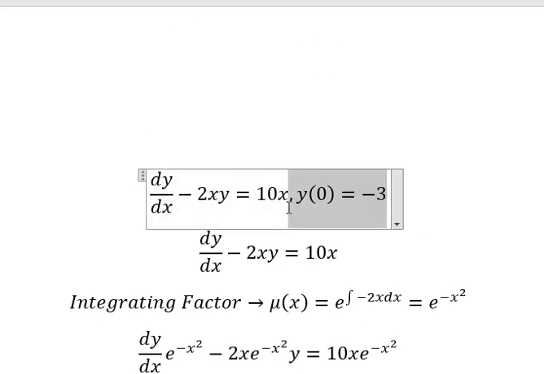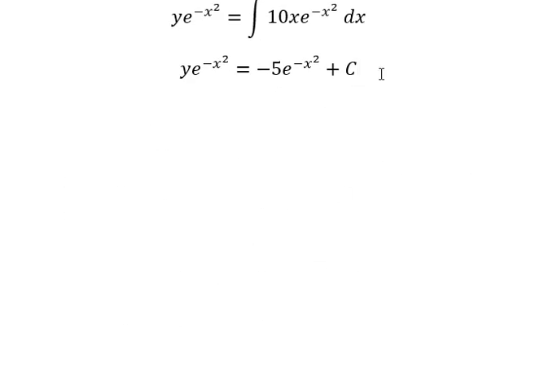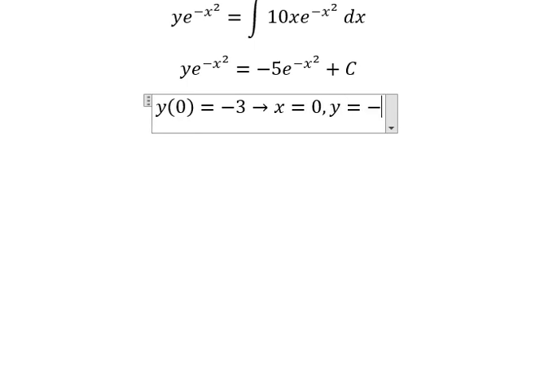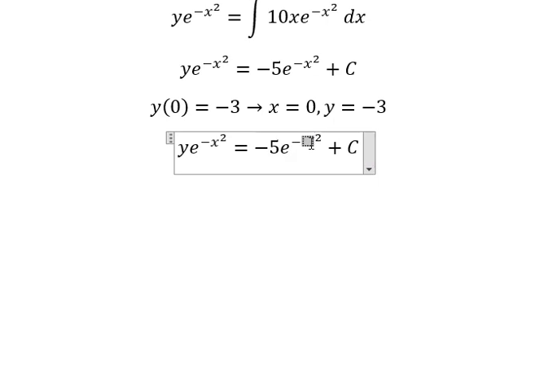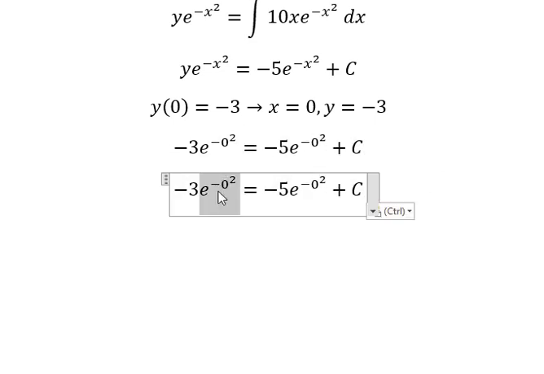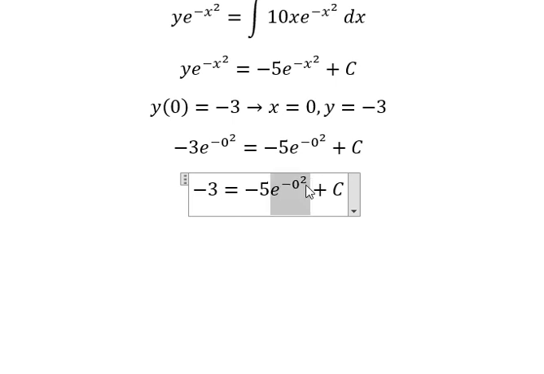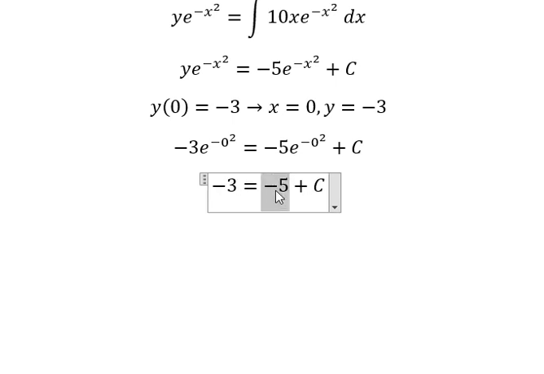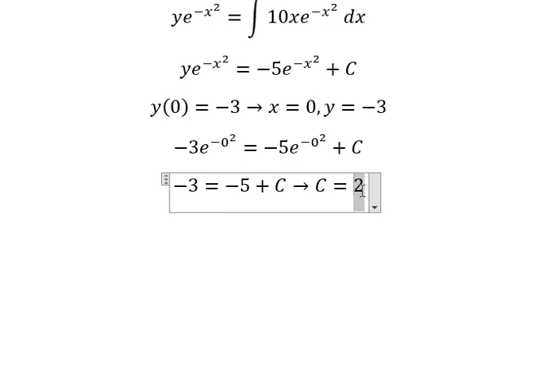Now we have the conditions. That means when x equals 0, y equals negative 3. And now I will put 0 here, negative 3 here. And now we have it like this. So I will put negative 5 to the left. So 5 minus 3, we have positive 2. And we put 2 here.